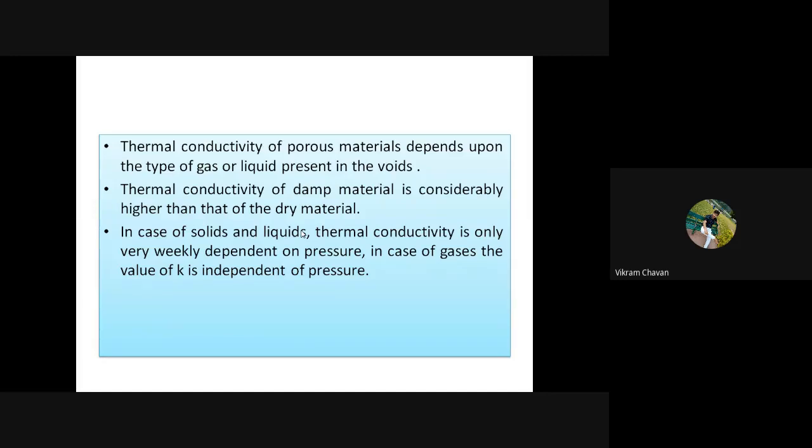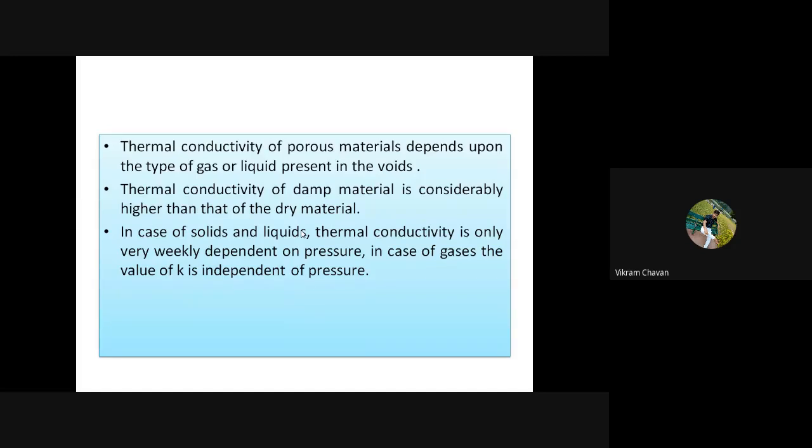Then next, thermal conductivity of damp material. Damp means what? भिजलेले. भिजलेले म्हणू शकतो आपण त्याला, डॅम्प, भिजलेले, ओलसर असे. ओके.